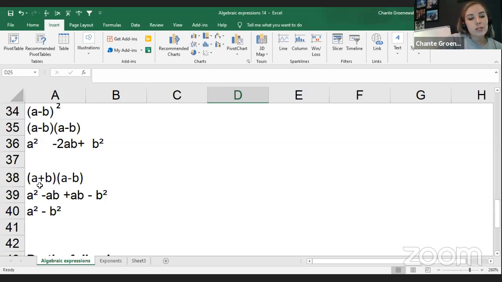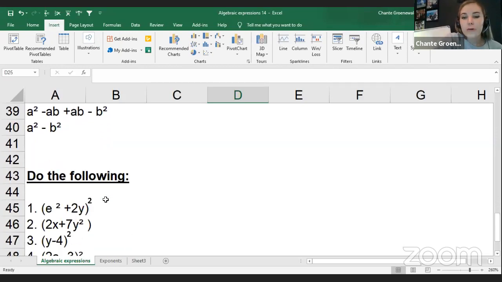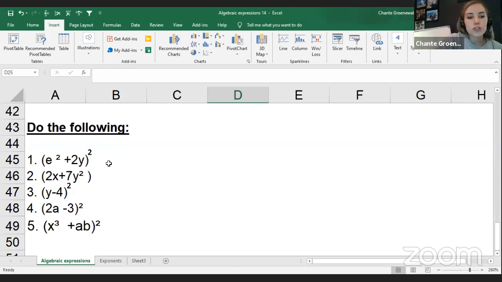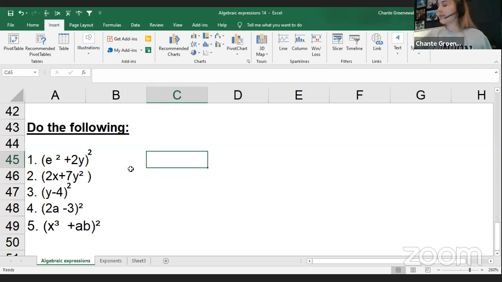Because when I go a to the power of 2, now I have b and a, so that gives me ab plus. And when I have my minus, it goes ab minus, and then I have my minus 2b. I quickly want you to do the following for me. These are the questions. Can you write them down and then do them so I can give you the correct answers?